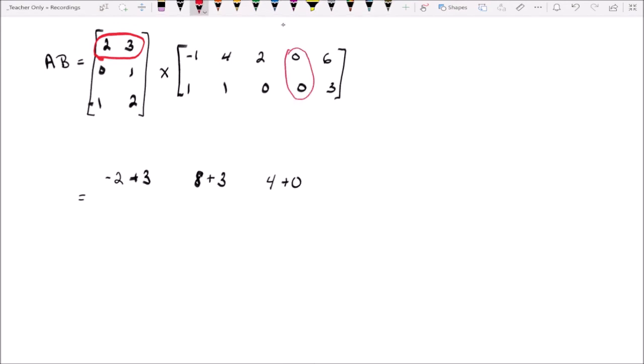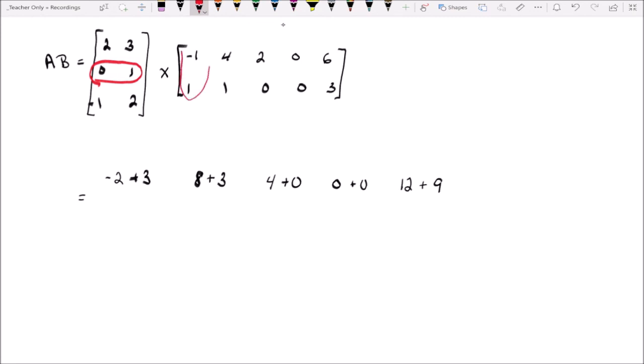Now this one is nice, because we have a column entirely of zeros. So it's just going to be 0 plus 0. And then the final entry of the first row of our product, we get 2 times 6 plus 3 times 3. Now we move down to the second row. We'll take the second row of A, and we're going to do the exact same thing as we did for the first row.